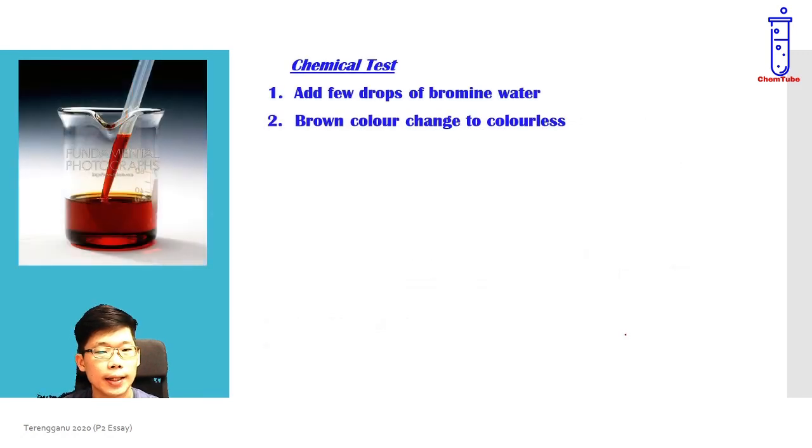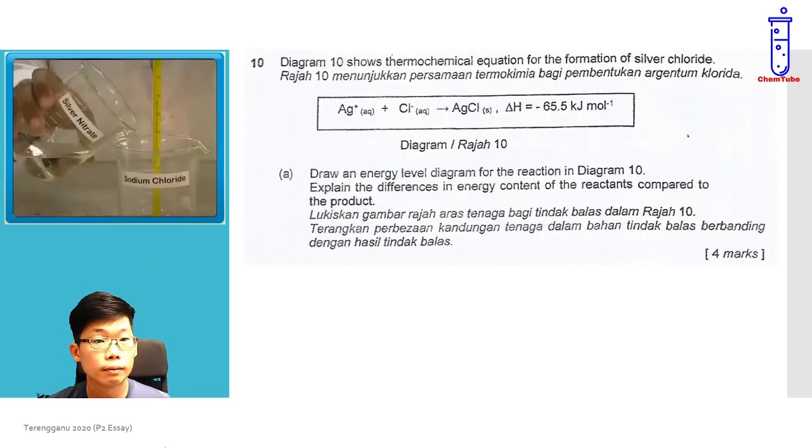Next, the chemical test. Action: add a few drops of bromine water into the test tube containing gas X. The brown color changes to colorless.